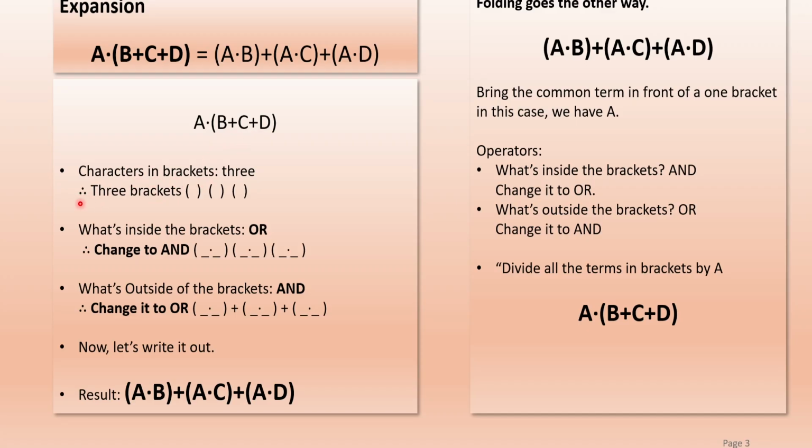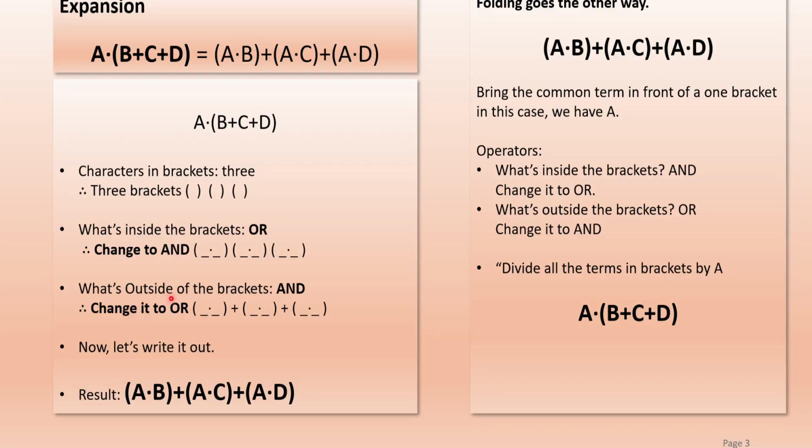So we're going to have three brackets. Okay, so here's a bracket, bracket, bracket. What's inside the brackets? Inside the brackets, we have OR. So we're going to change it to AND. So what's inside the brackets, instead of OR, we're going to have AND. We're flipping those operators, AND, OR. So in this case, we are flipping OR into the AND inside the brackets.